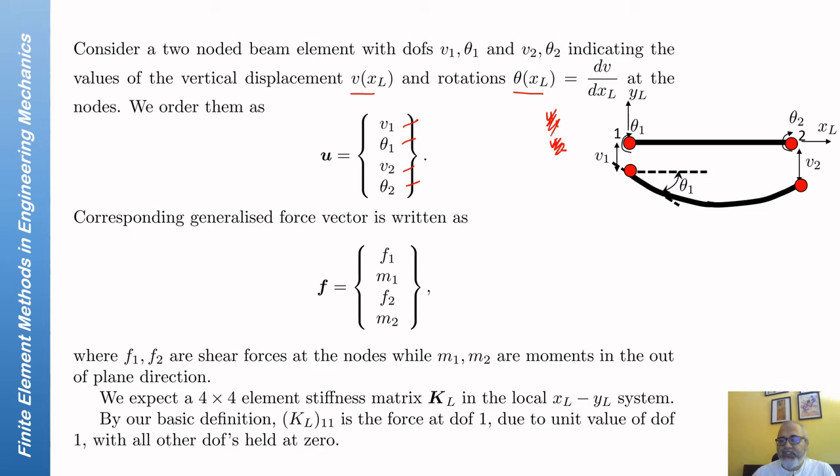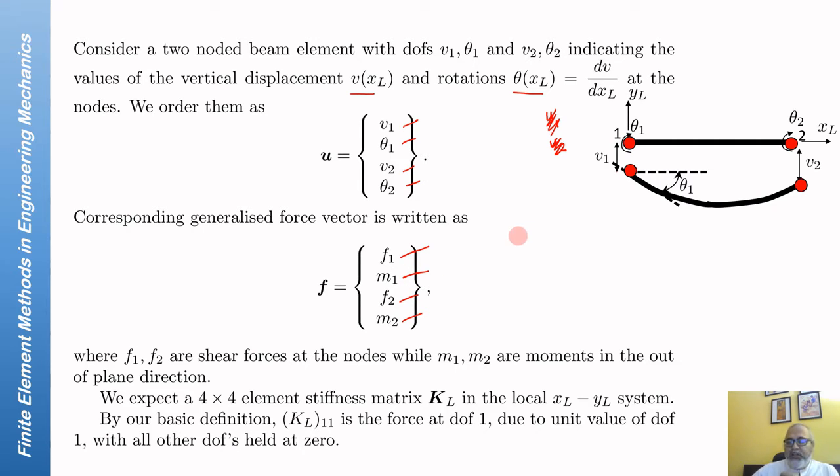And corresponding to these degrees of freedom, there are 2 shear forces corresponding to V1 and V2, and there are 2 moments corresponding to θ1 and θ2. So the force vector is F1, M1, F2, M2. Remember, the sequence here has to match with the sequence here, in the sense that θ1 should correspond to M1, θ2 should correspond to M2, V1 to F1, and so on.